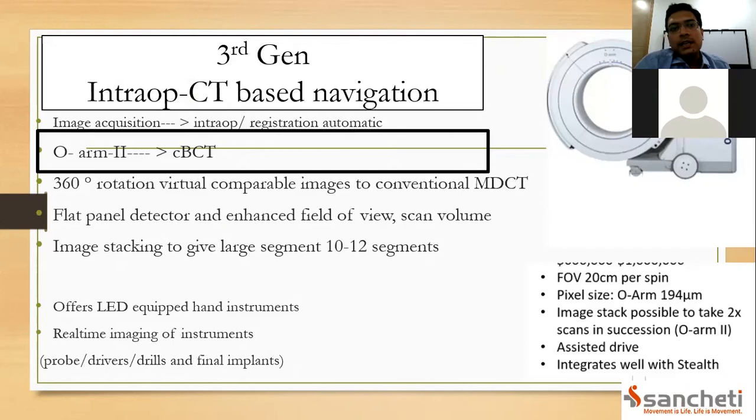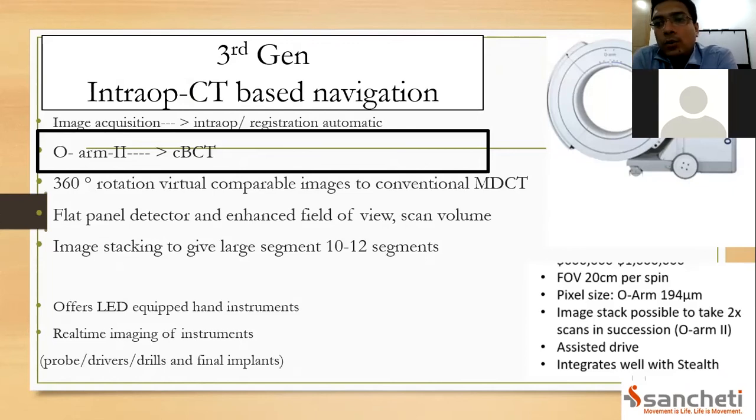Then comes the third generation CT scan, third generation navigation. So this is what we currently use at Sancheti. This is the O-arm. The O-arm is a cone beam CT technology. It's an intraoperative scanner, so image acquisition is intraoperative and registration is automatic. The O-arm spins through 360 degrees.